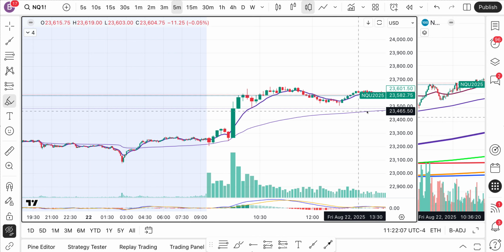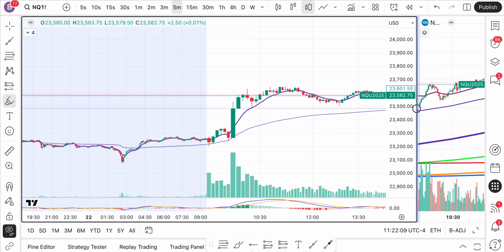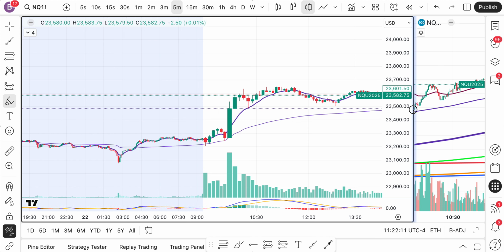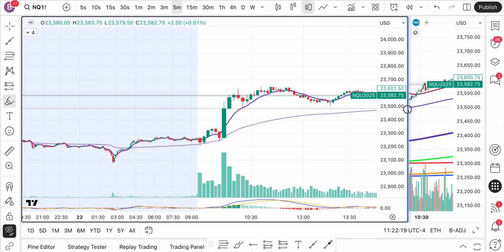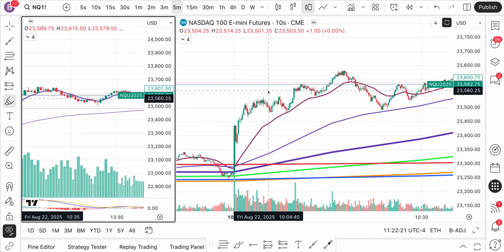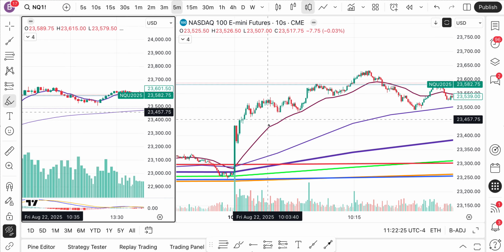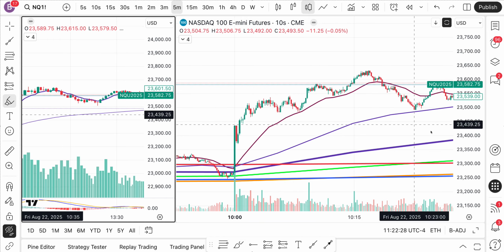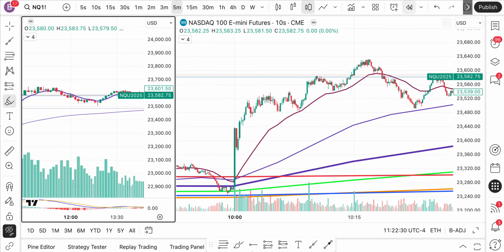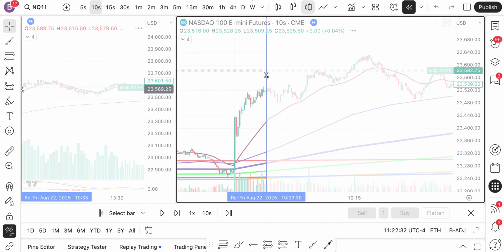Well, wait for a pullback. It's the same thing you've been told over and over again. Wait for a pullback. Don't buy the highs. Don't buy into resistance. There are a couple of different places you could have done that. Probably the best and easiest place would be to wait for that 1-minute 8 EMA to catch up to price.